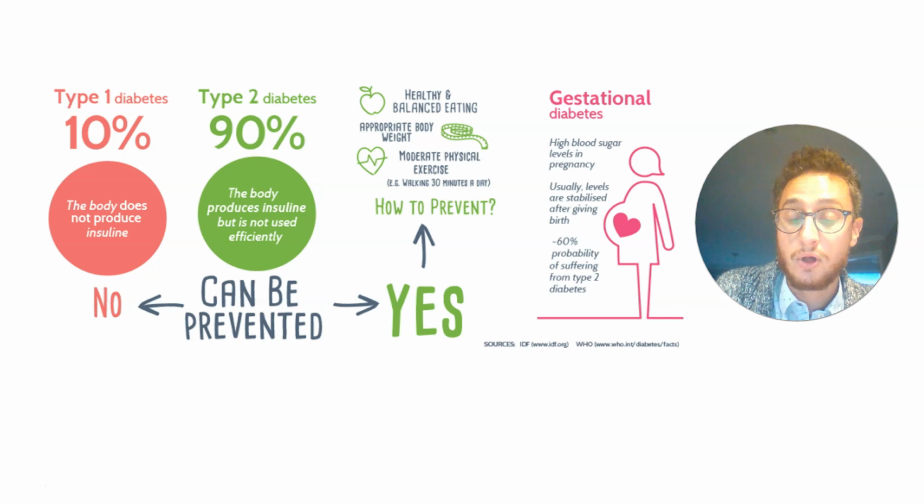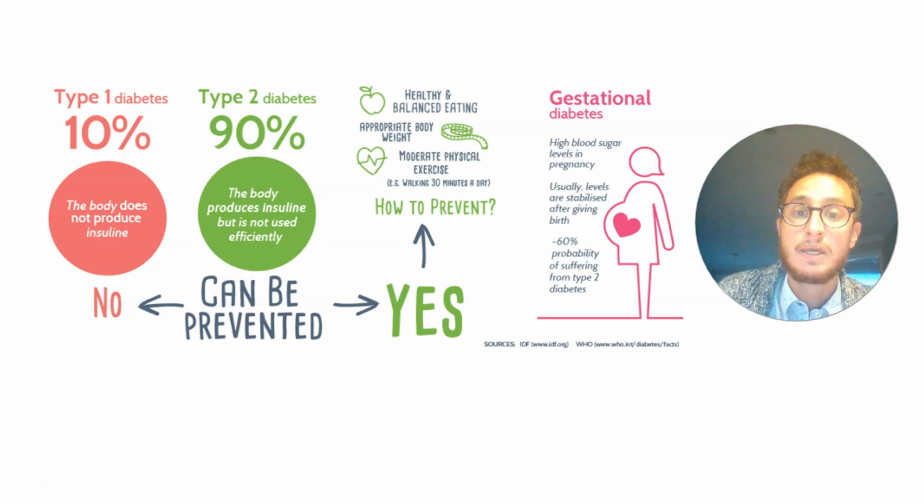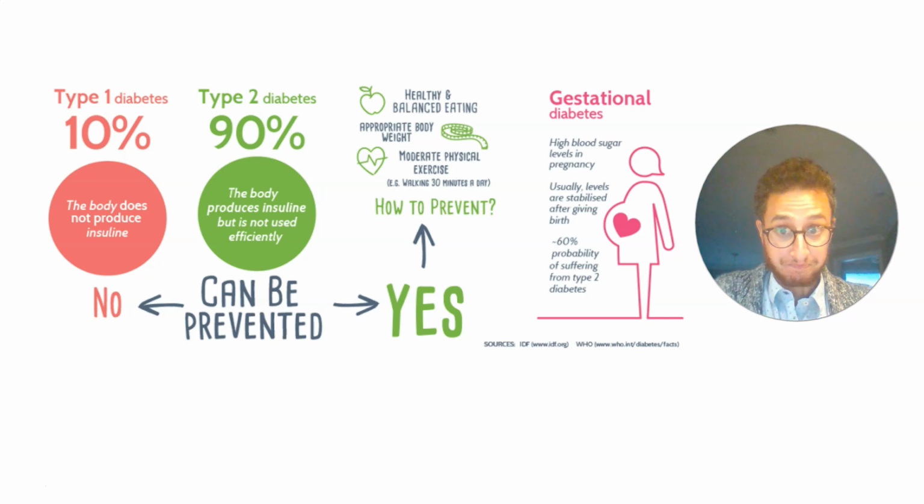But it is very well known that you can reduce your risks of getting type 2 diabetes by following a few simple lifestyle choices, like a moderate degree of exercise, trying to maintain an appropriate body weight, your healthy body weight, and having a healthy and balanced diet, generally one that's not particularly high in simple sugars.